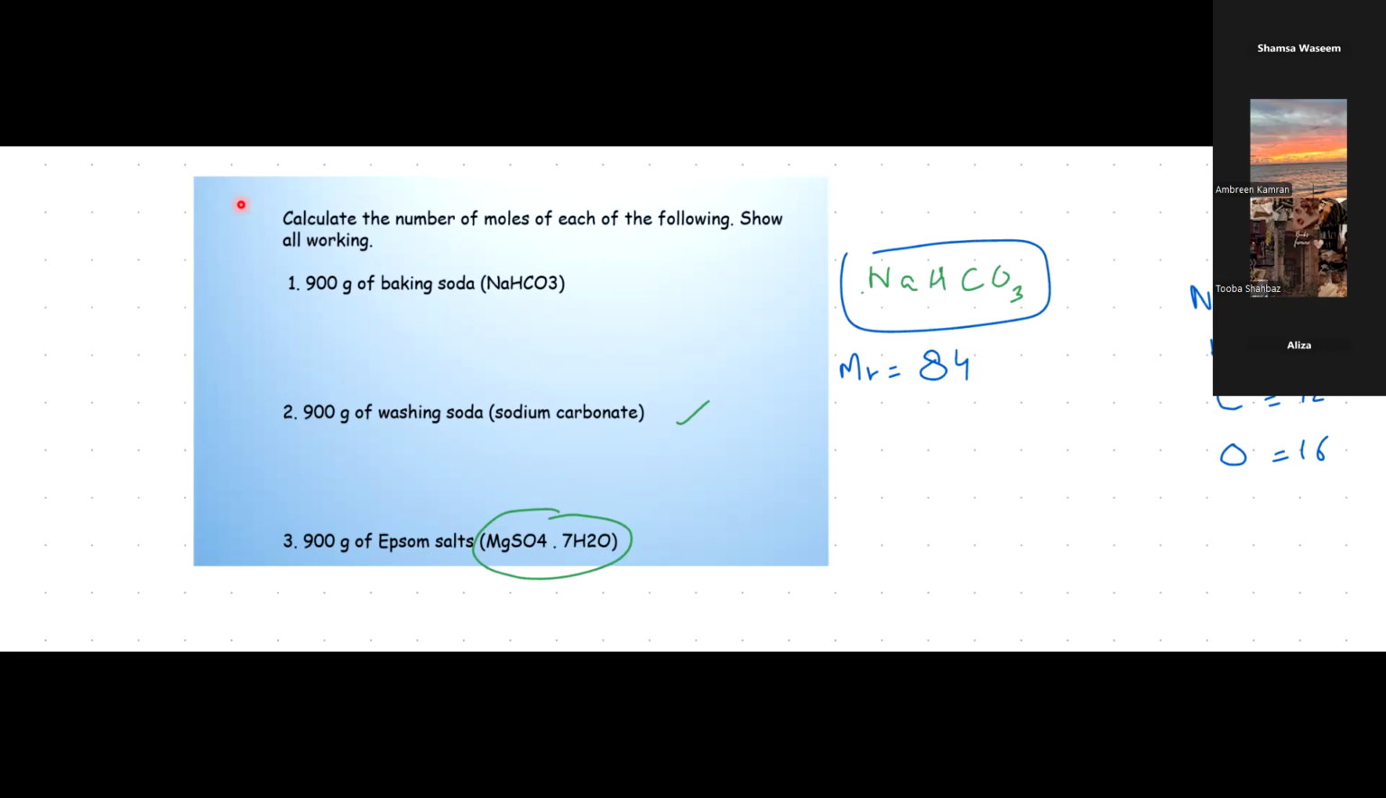Yes, girls, are you getting the same 84? Are you getting this number? Yes. And how did you calculate moles? 900, the mass in grams, upon MR, or relative formula mass, right? So 900 divided by 84. What did you get? 10.71. Okay, so we could write down 10.7 mol, right?